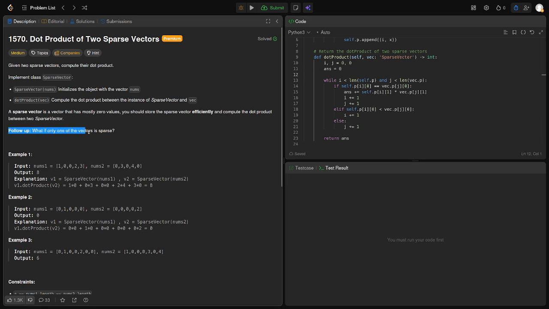And follow up, what if one of them is sparse? That means that we will have to move pointer in one of them way longer. So for the larger one, we just do binary search, because we just want to find the first position for which the index is at least the same index, so at least 1.